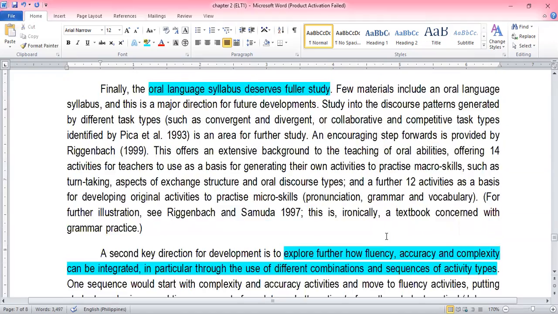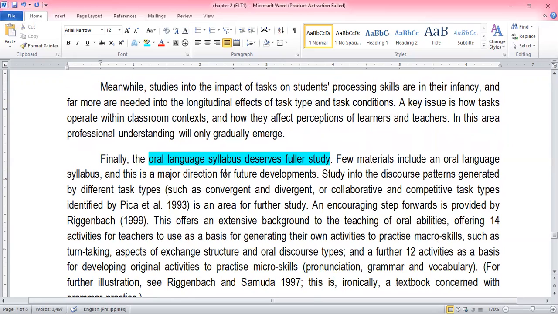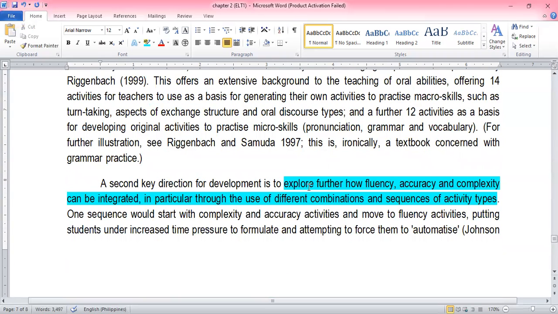You have three. First, oral language syllabus deserves a fuller study and it should be separated from written syllabus because they are entirely different from each other. Second, explore further how fluency, accuracy, and complexity can be integrated, in particular through the use of different combinations and sequences of activity types. So either you combine them in one activity or you can do several activities concerning these three. I've explained the differences of these naman, di ba?